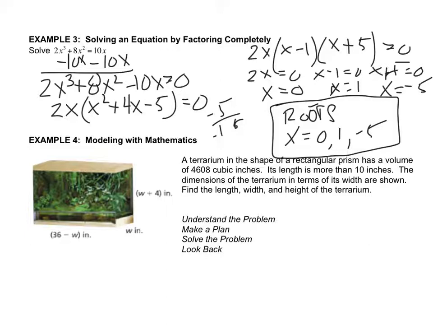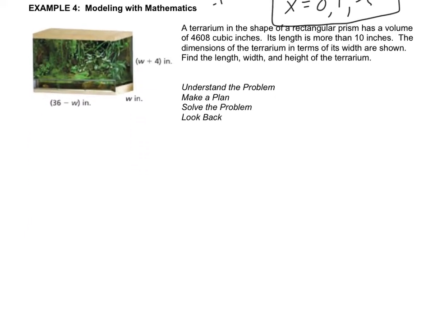So for our last example, we have a terrarium in the shape of a rectangular prism. They give us the dimensions as w plus 4, w, and 36 minus w. We are told that the volume of the terrarium is 4,608 cubic inches. They talk about the length being more than 10 inches, so we want to keep that in mind when we get down to our final answer. And then we want to figure out what is the length, width, and height of the actual terrarium.